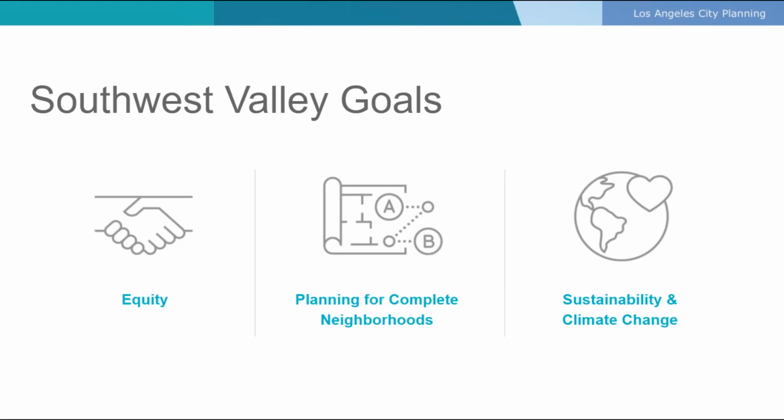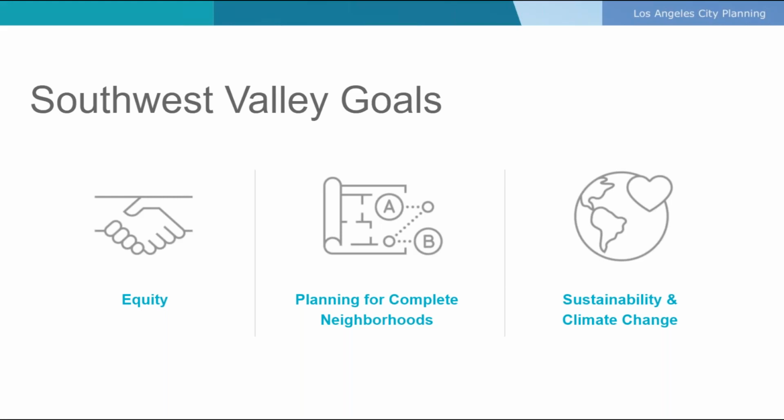The Southwest Valley Community Plans Update Program aims to plan for strategic growth in a way that addresses climate change, sustainability, and equity, and the need to plan for complete neighborhoods. In the following slides, we will examine how the proposed land use designations provide a framework for addressing some of the key overarching issues and opportunities that have been heard over the last several years of outreach.